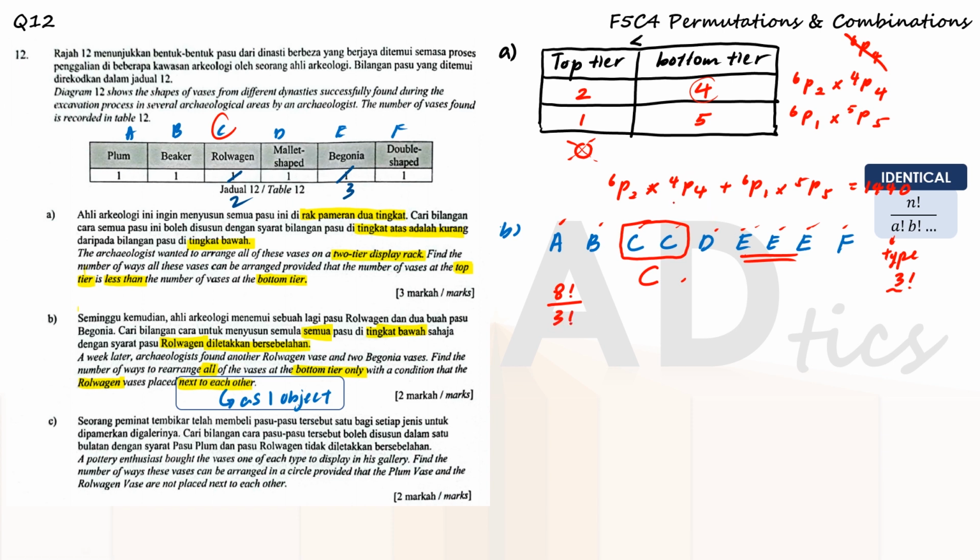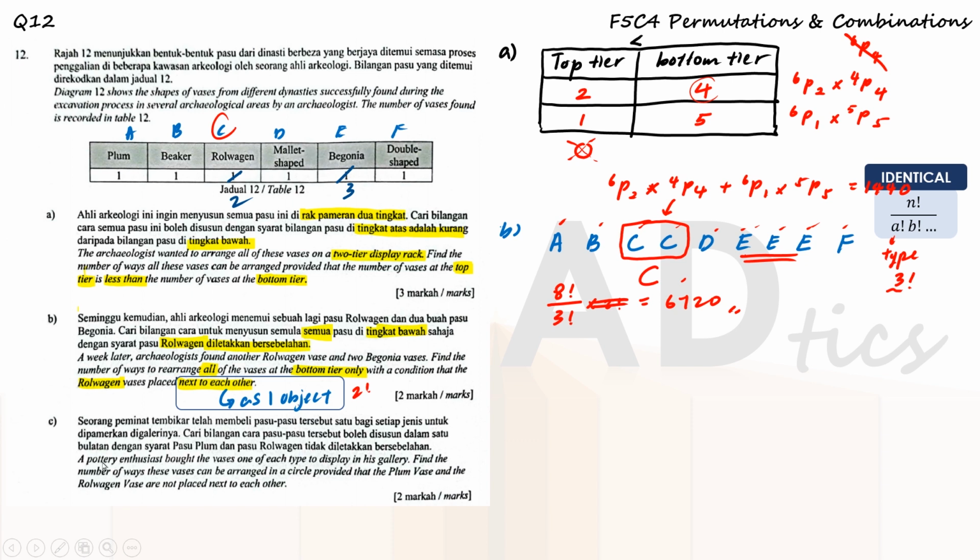And for the C here, sometimes for next-to-each-other objects, we need to switch their places, correct? And we multiply 2 factorial. But in this case, since both of them are the same base, if we switch their places, there's no change, correct? So here we don't need to multiply by 2 factorial, because these two are identical. We just need 8 factorial divided by 3 factorial to get the answer, which is 6720.